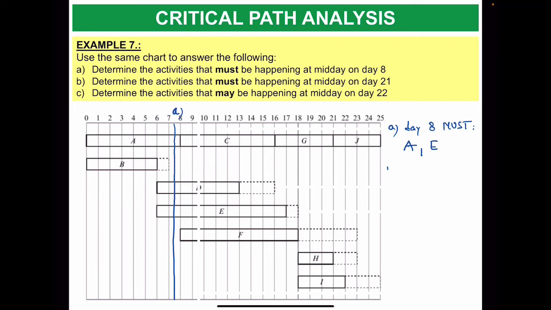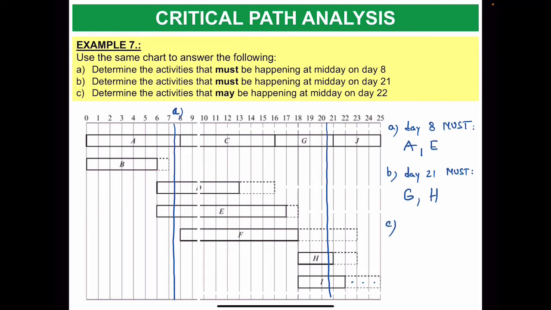So B case, I have day 21 must be happening. So 21 is between 20 and 21, that's this one. So the ones that must be happening is definitely G. And then it's H. And I can escape because I can move 3 units to the right.